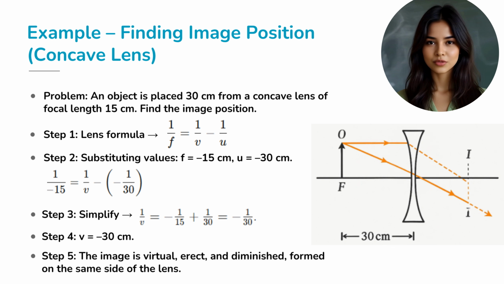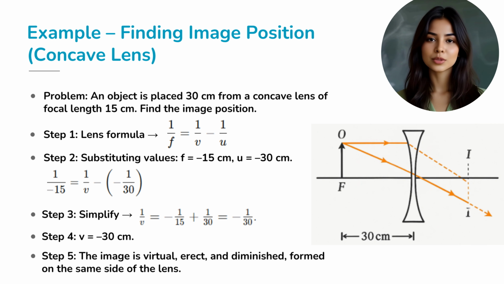Step 1. The formula. We start with the lens formula, which is a mathematical relationship between the object distance, u, the image distance, v, and the focal length, f. The formula is 1 by focal length equals 1 by image distance minus 1 by object distance. So mathematically, this is written as 1 by f equals 1 by v minus 1 by u. Now, let's plug in the values we know.